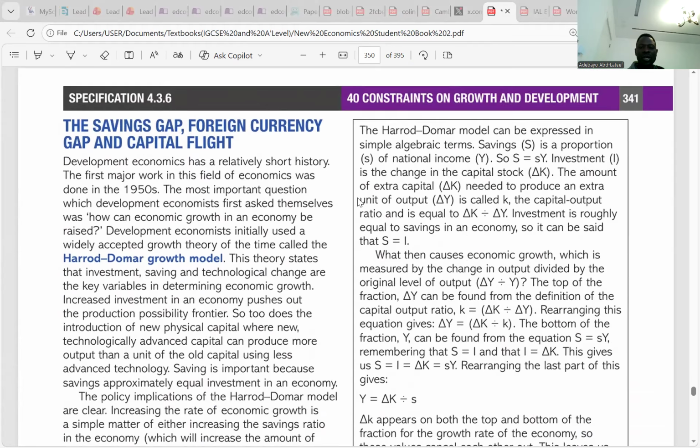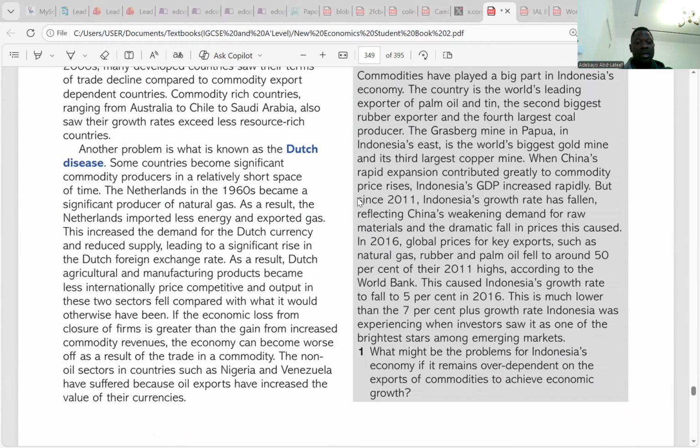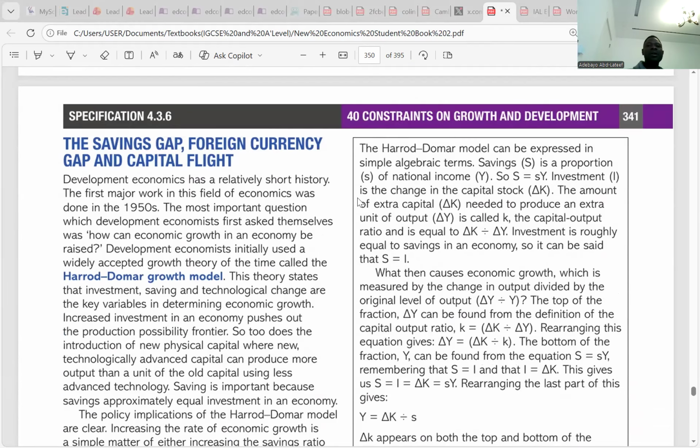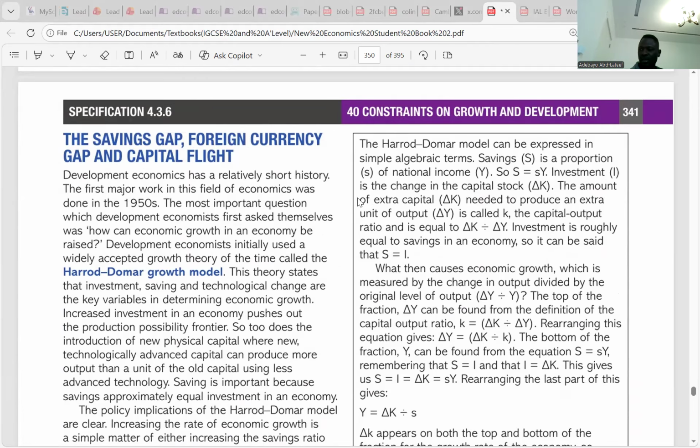Then the next constraint is the saving gap, foreign currency gap, and capital flight. That's another problem here. So they said development economics has a relatively short history. The first major work in this field of economics was done in the 1950s.